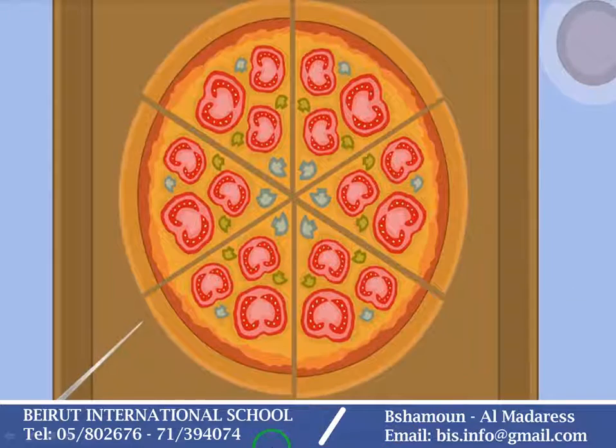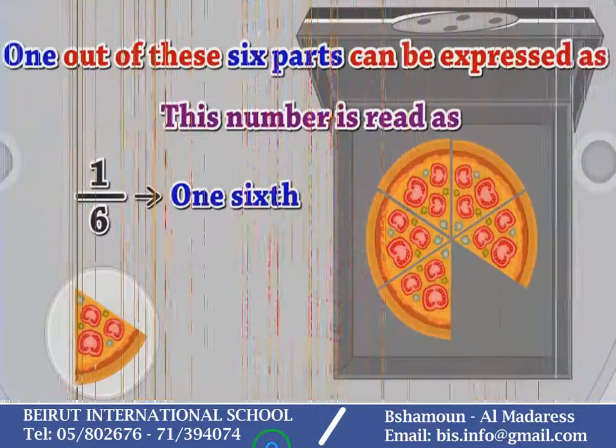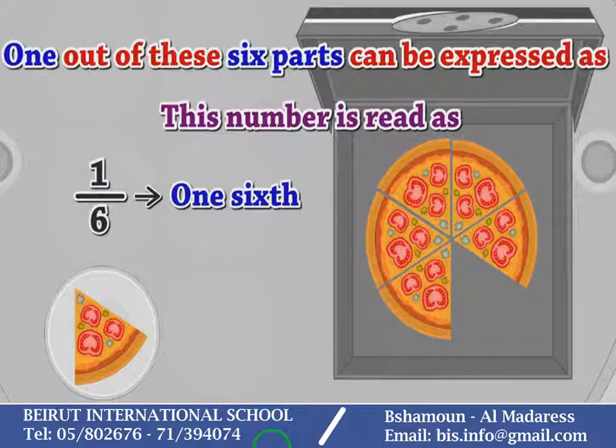We cut the pizza into 6 equal parts. Now, each one will get one part from the 6 equal parts. So we write 1 out of 6, one part from the 6 parts. And we say 1/6. Here we have 1 out of 6.